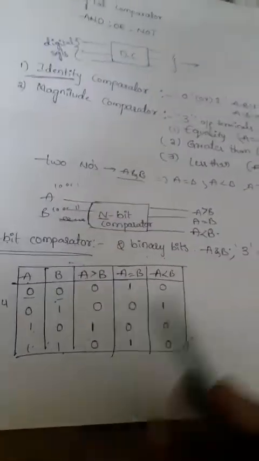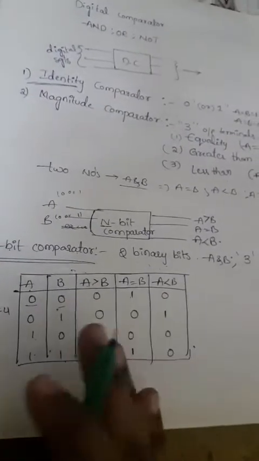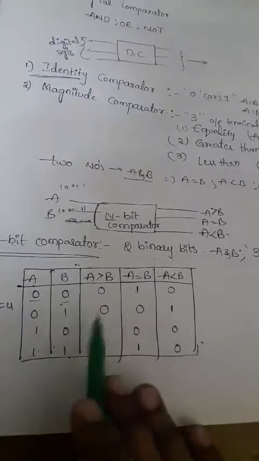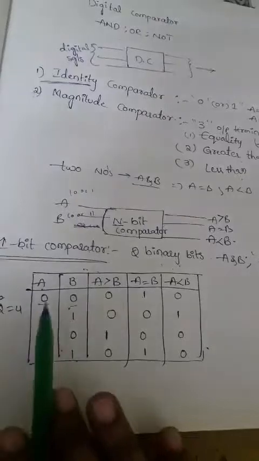We need to consider the inputs, and after comparing those inputs, we get the outputs. Finally we get the output, that means we totally get the truth table for this 1 bit comparator.